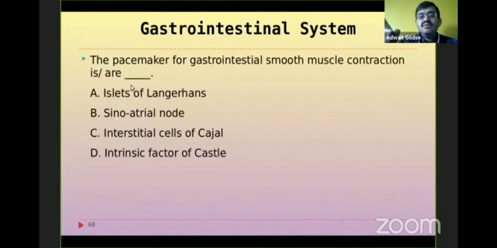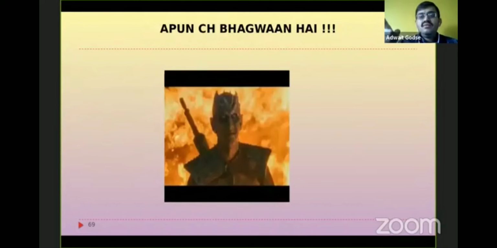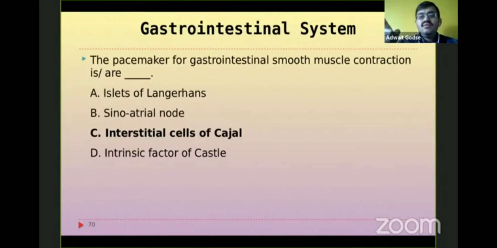Pacemaker for gastrointestinal smooth muscle contraction is or are. We tend to think we have been learning about pacemakers since ages, and we think, what kind of question are they asking? I can answer everything, and then we end up in trouble. What is the answer for this? Answer is interstitial cells of Kajal, and it is not SA node. Whenever the word pacemaker comes, we tend to mark SA node. Don't do something like this. Pacemaker for smooth muscle contraction of GIT are interstitial cells of Kajal.